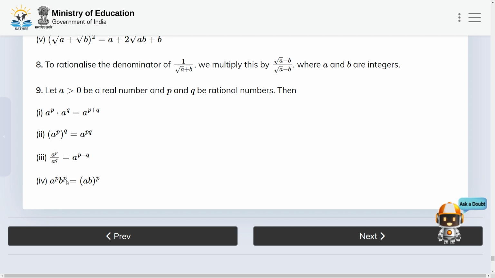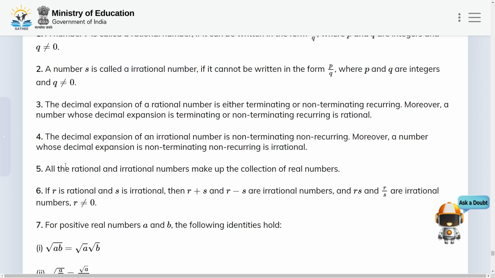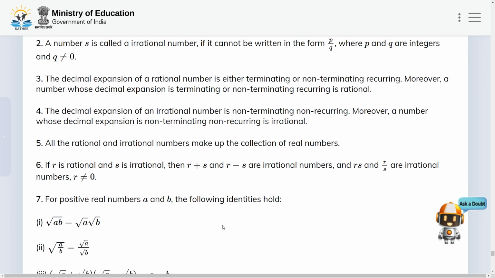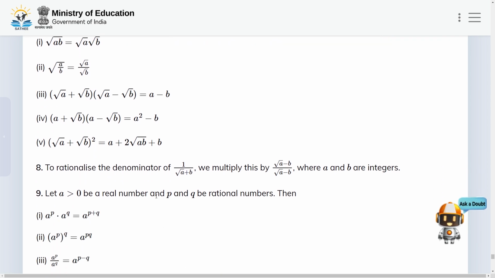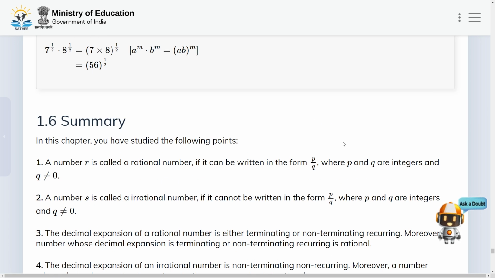Okay, and fourth point is A to the power P into B to the power P, which is equal to AB whole to the power P. So these points we have studied in this chapter. Okay, so this is the summary of this chapter.